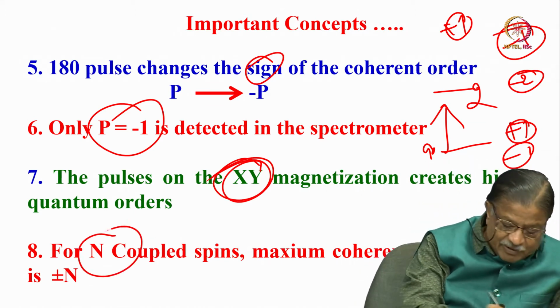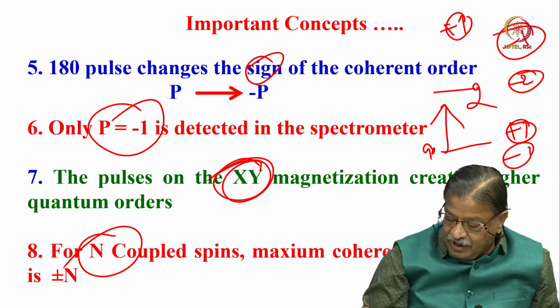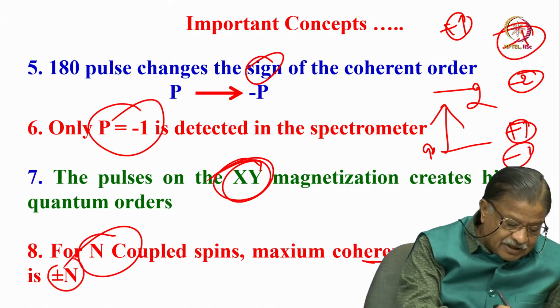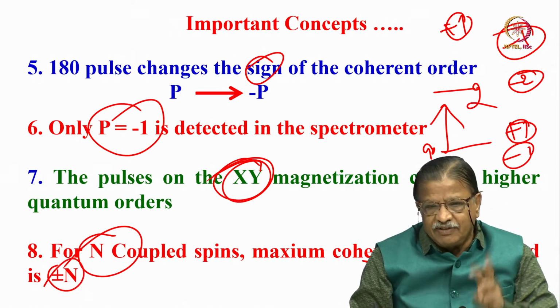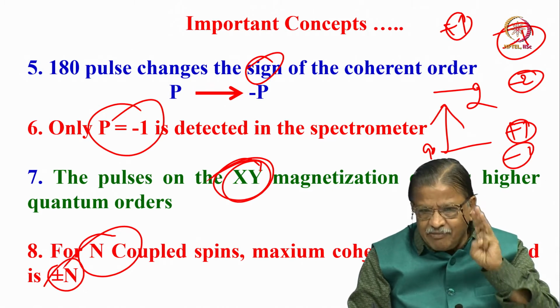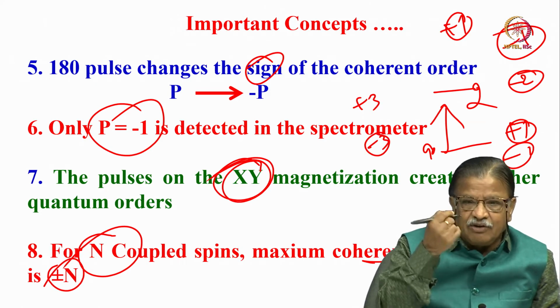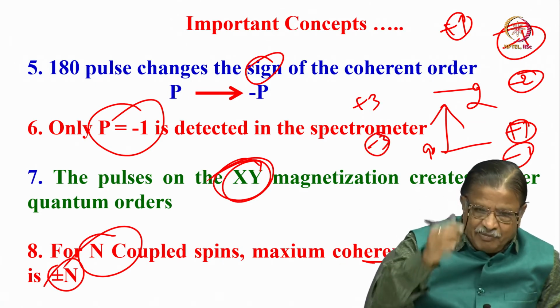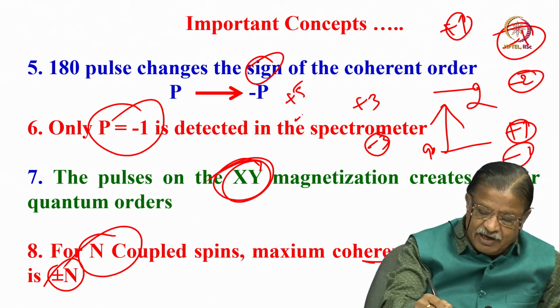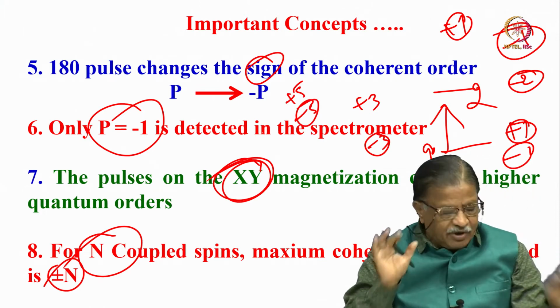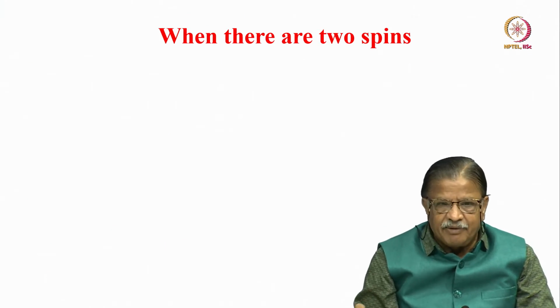Similarly, for an n coupled spin system, the maximum coherent order that you can create is plus n or minus n. If I have a 3 coupled spin system, the maximum coherent order is plus 3 and minus 3. If I have a 5 coupled spin system, the maximum is plus 5 and minus 5. This is the important concept you have to remember.